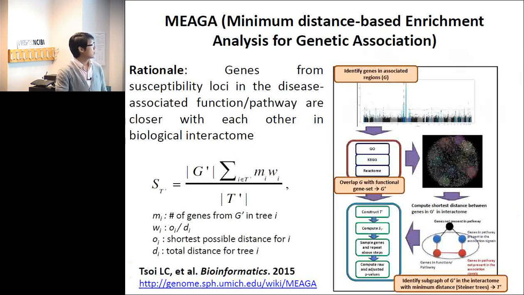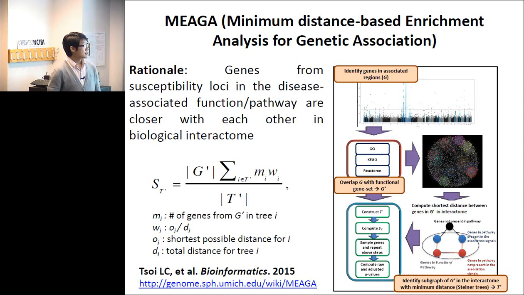So we proposed to integrate those two ideas, and we developed this approach called MEAGA, minimum distance-based enrichment analysis. For genetic association, again, the rationale is that genes from the disease-associated loci are closer to each other in the interactome, as are genes in the disease-associated pathway. Okay, so the overview for MEAGA is shown here.